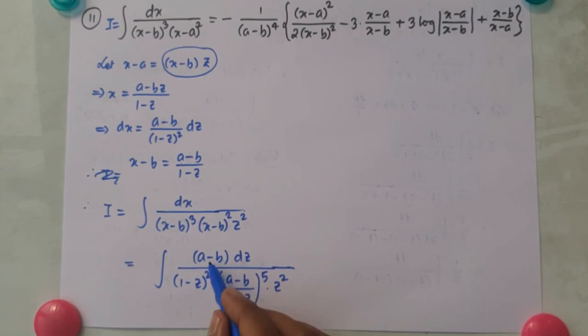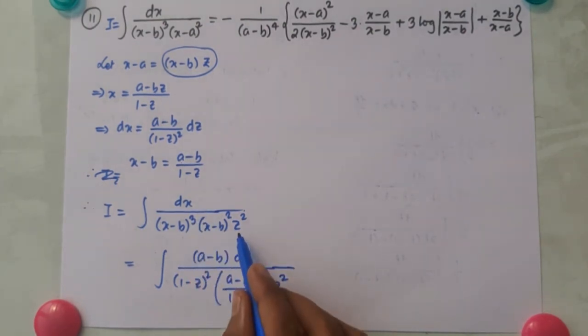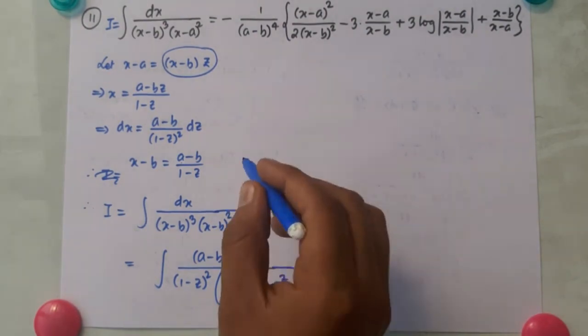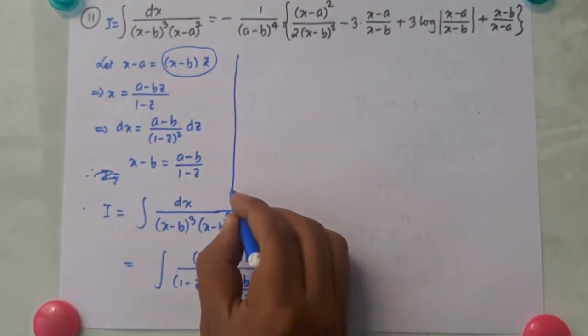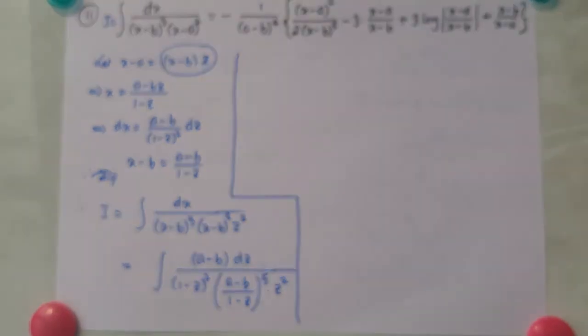So let's check out once again. So we got the value of dx. So this together is to the power 5 and z square this. Now I don't have space here, so let me draw a line. So you see that you have got 1 minus z whole square here, and 1 minus z to the power 5, isn't it? Whole to the power 5.